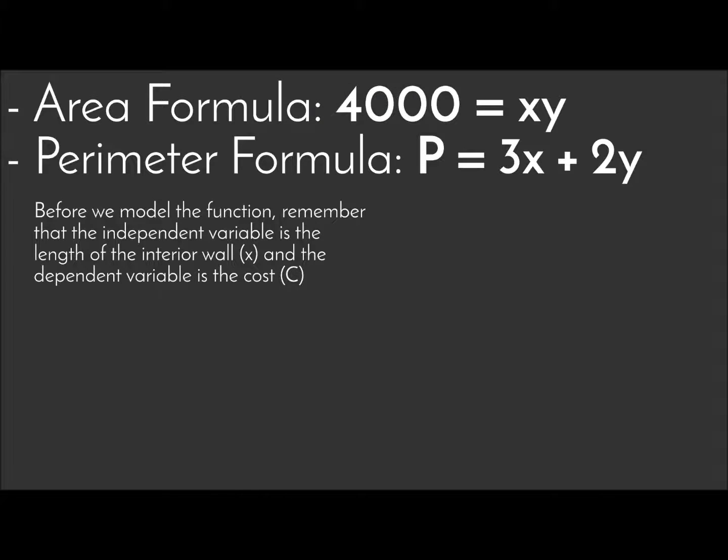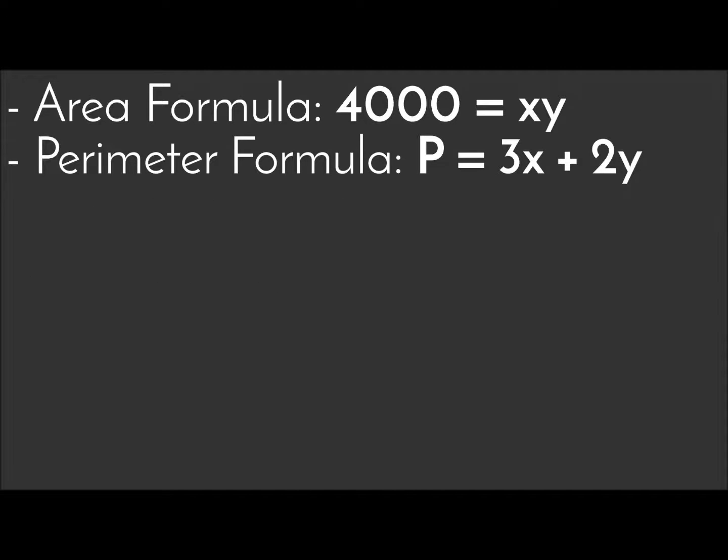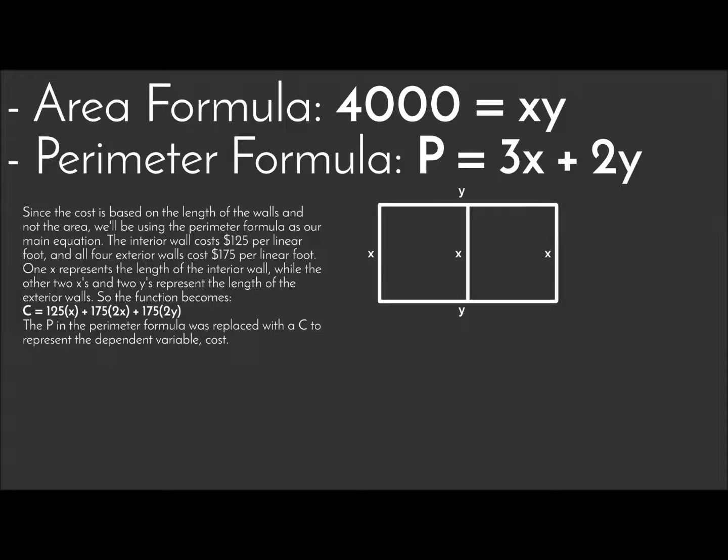Before we model the function, remember that the independent variable is the length of the interior wall, x, and the dependent variable is the cost, C. Since the cost is based on the length of the walls and not the area, we'll be using the perimeter formula as our main equation. The interior wall costs $125 per linear foot, and all four exterior walls cost $175 per linear foot. One x represents the length of the interior wall, while the other two x's and two y's represent the length of the exterior walls.